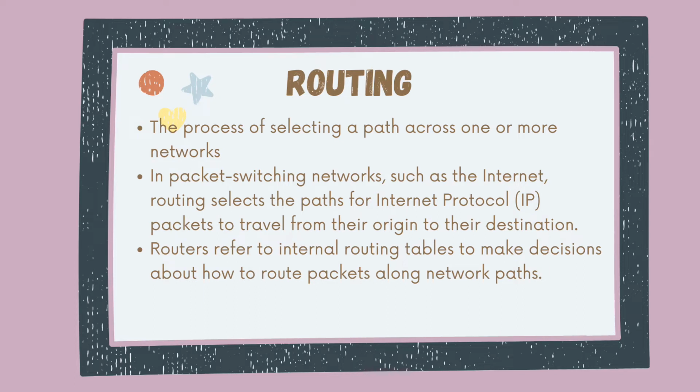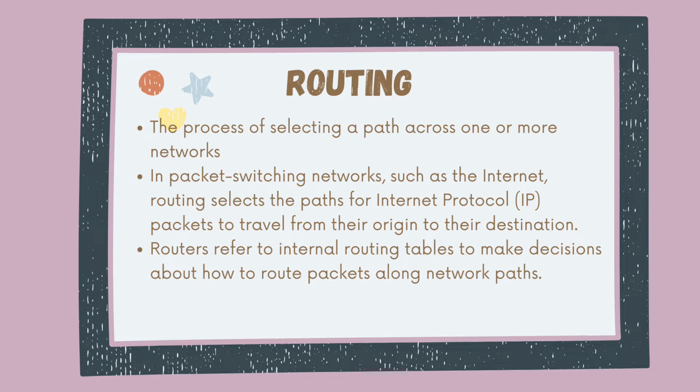Network routing is the process of selecting a path across one or more networks. The principles of routing can apply to any type of network, from telephone networks to public transportation. In packet switching networks, such as the Internet, routing selects the path for Internet Protocol packets to travel from their origin to their destination. Routers refer to internal routing tables to make decisions about how to route packets along network paths. A routing table records the path that packets should take to reach every destination that the router is responsible for. Dynamic routing tables update automatically.